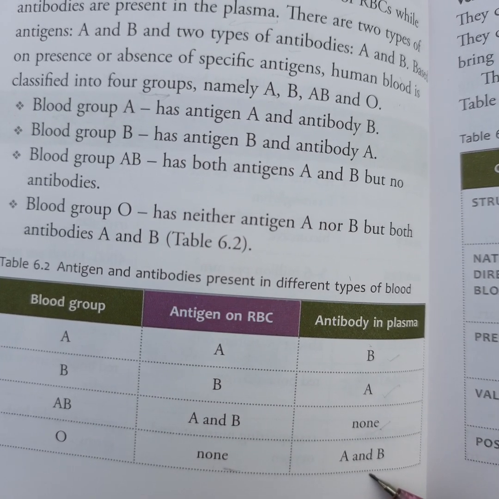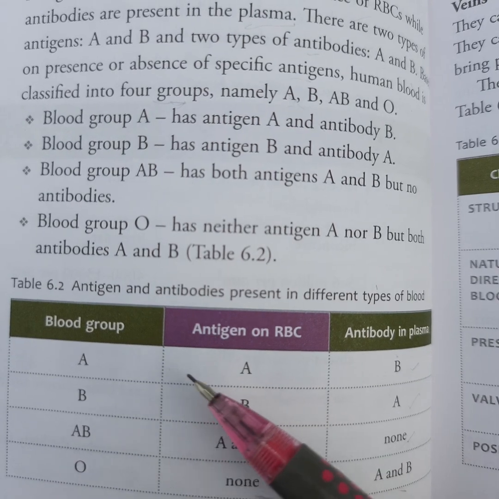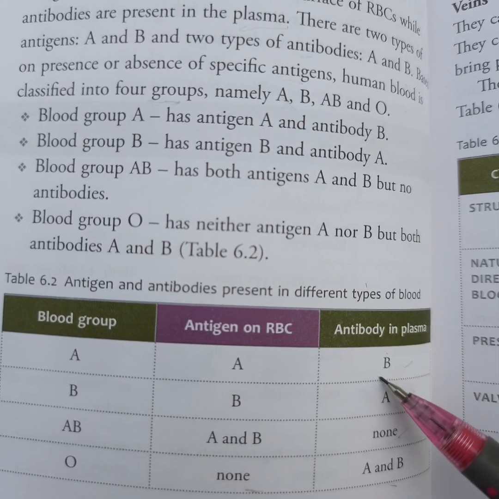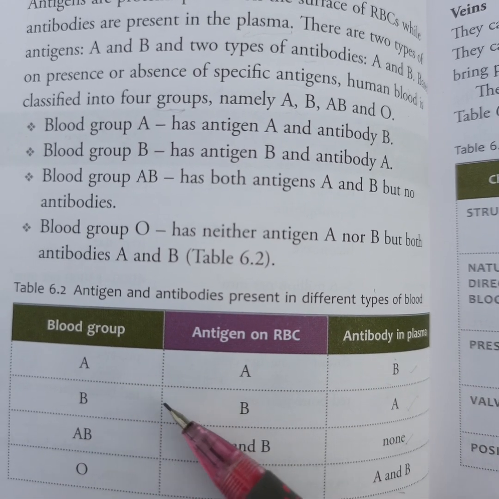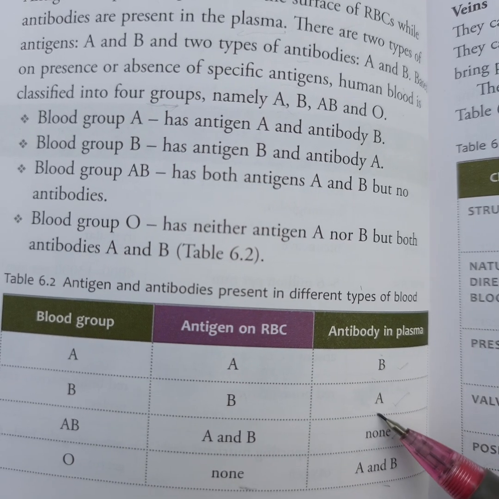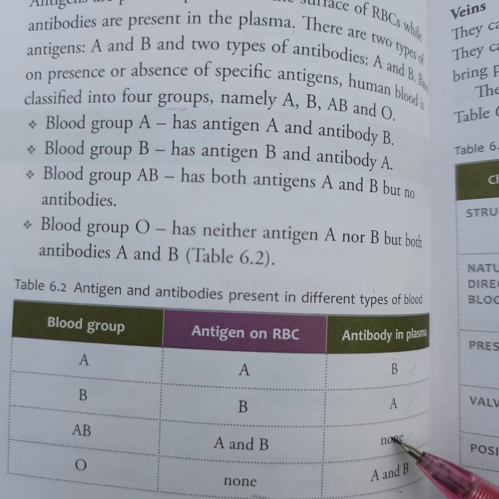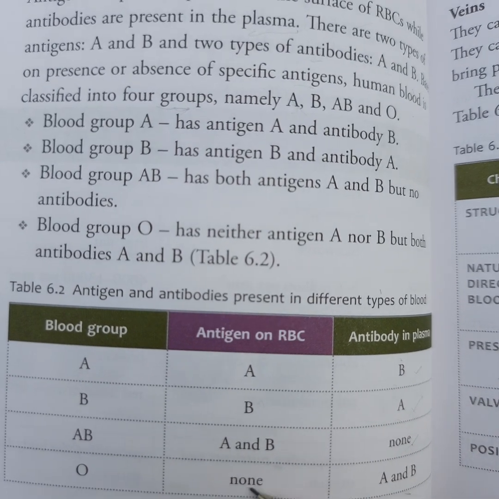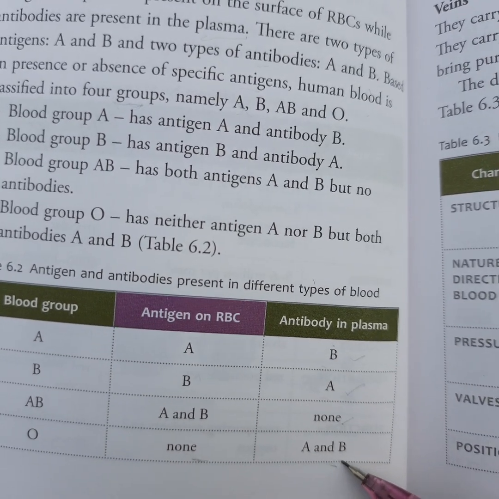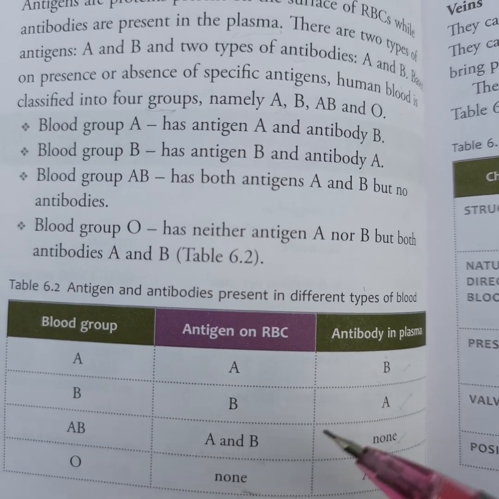Okay, so see, if antigen A is present in blood group, then antibody B is there. If blood group B, B antigen, then A antibody, and in AB, A and B antigens are found but no antibody, and in O no antigen and antibodies A and B. So this you have to remember.